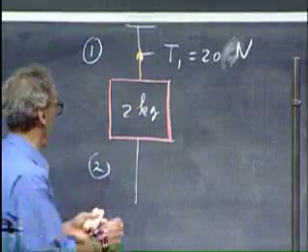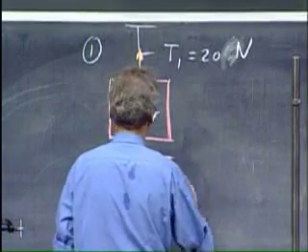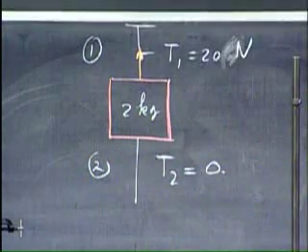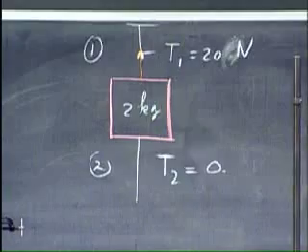What is the tension here? Well, the tension here is very close to 0. There's nothing hanging on it, and the string has no weight, so there's no tension there. You can see that.